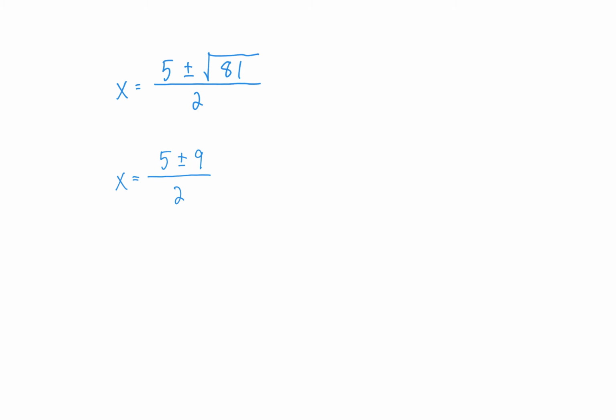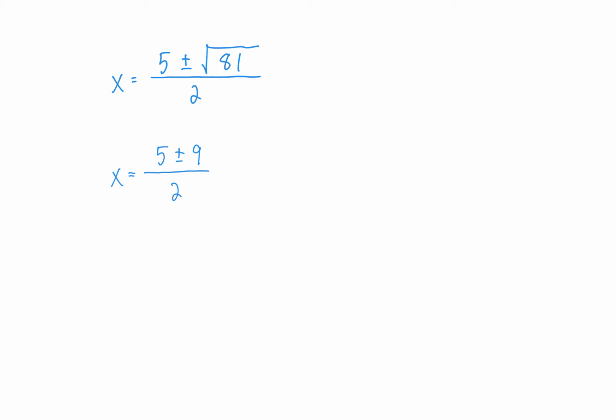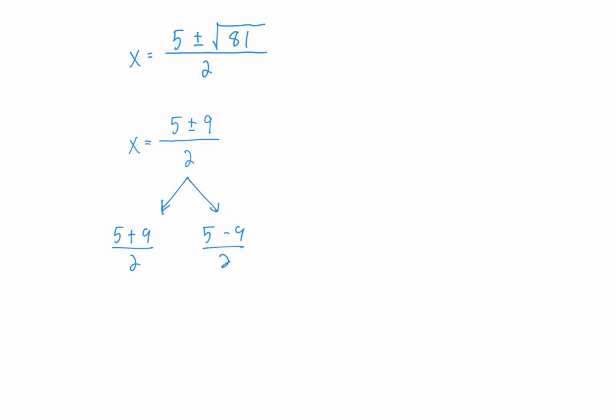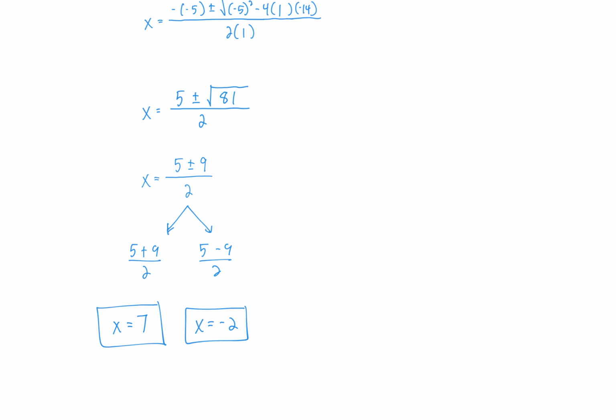All right, and then we'll just split it up into two different answers. One we get by doing 5 plus 9 over 2, and the other one by 5 minus 9 over 2. All right, 5 plus 9 is 14. 14 over 2 is 7. 5 minus 9 is negative 4, divided by 2 is negative 2. Okay, so this one had two different answers.